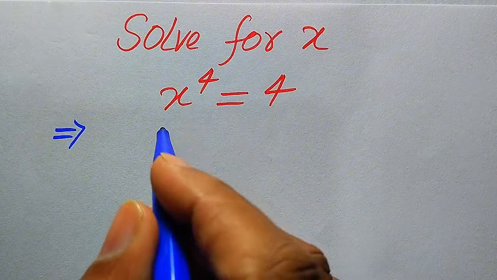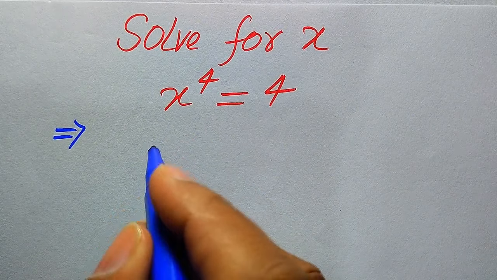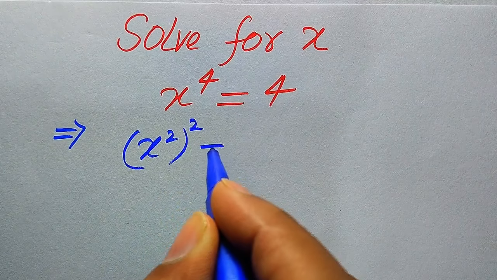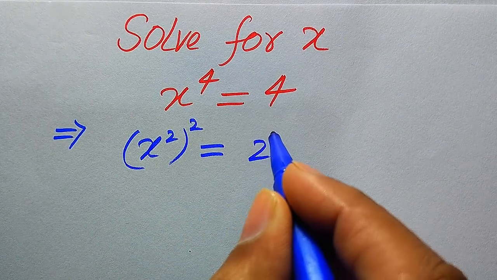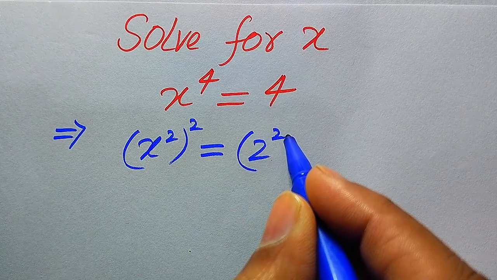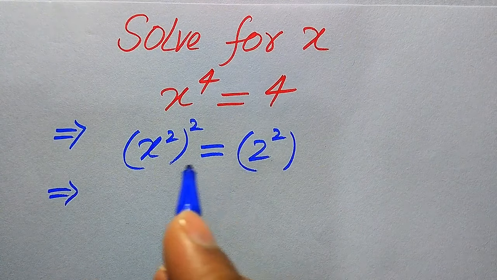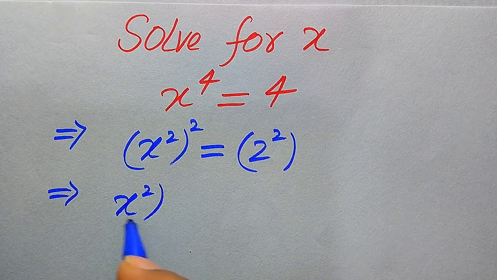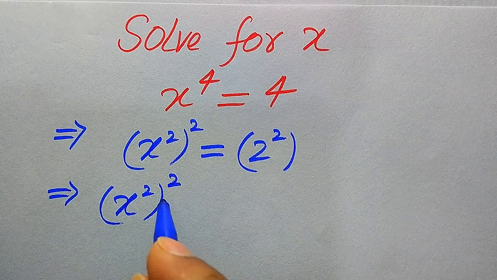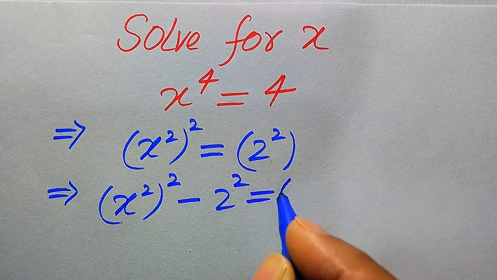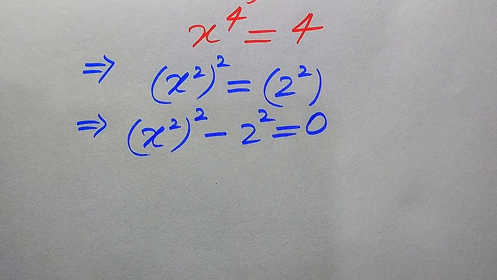So first we rewrite this equation: x to the power of 4 we write as x square and its whole square, equals 4, which we write as 2 square. So 2 square becomes 4. And now in the next step we move this 2 square from the right hand side to the left hand side, and it becomes x square and its whole square minus 2 square equals 0.